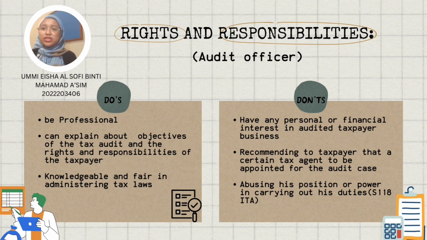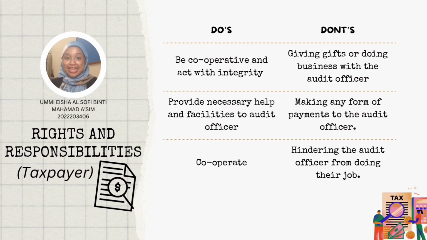The audit officer should not have any personal or financial interest in the business of the taxpayer being audited. They also cannot recommend to a taxpayer a certain tax agent to be appointed as the tax agent for the audit case. Lastly, they should never abuse their position or power in carrying out their duty as provided under Section 118 of the ITA. Rights and responsibilities of a taxpayer.